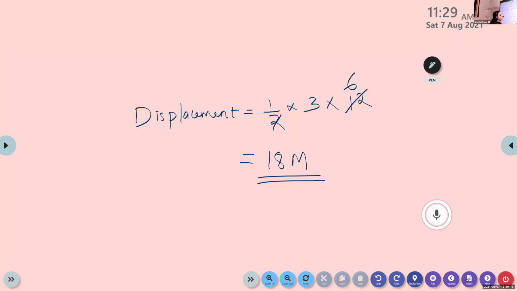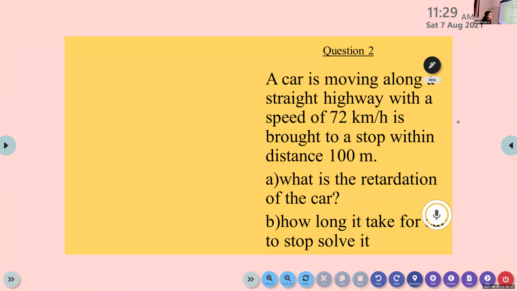Okay. So now we have another question. A car is moving along a straight highway with a speed of 72 km per hour, is brought to a stop within a distance of 100 meter. What is the retardation of the car? And the second question, how long does it take for the car to stop?